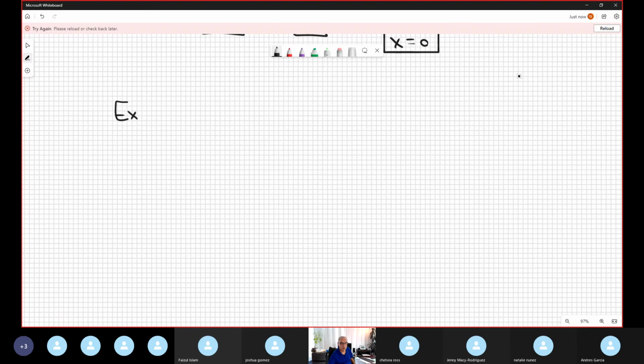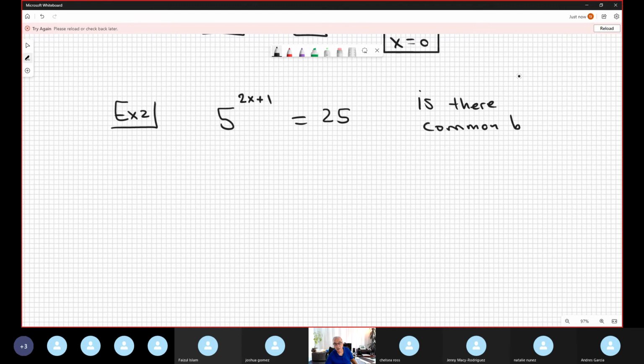No. Never. Example 2: 5 raised to the 2x plus 1 equals 25. What should I do? Who can help me? My question always is: is there a common base to help me simplify this equation, or not?